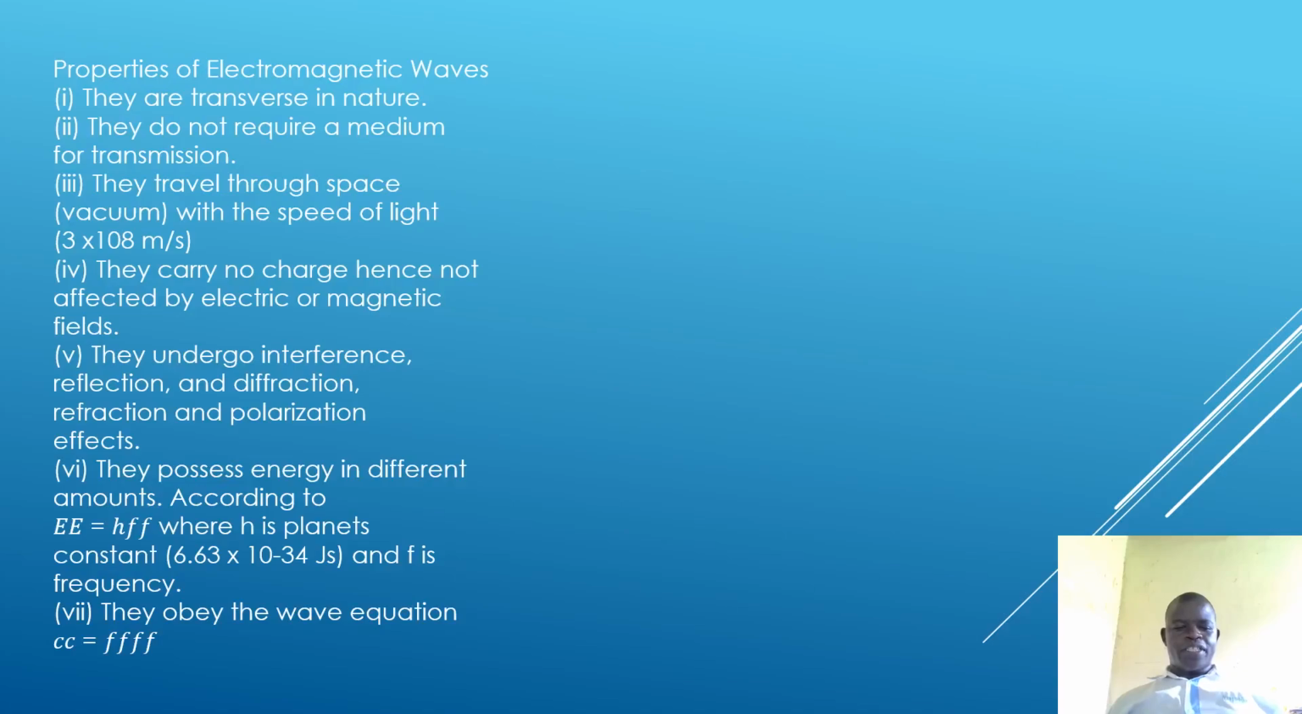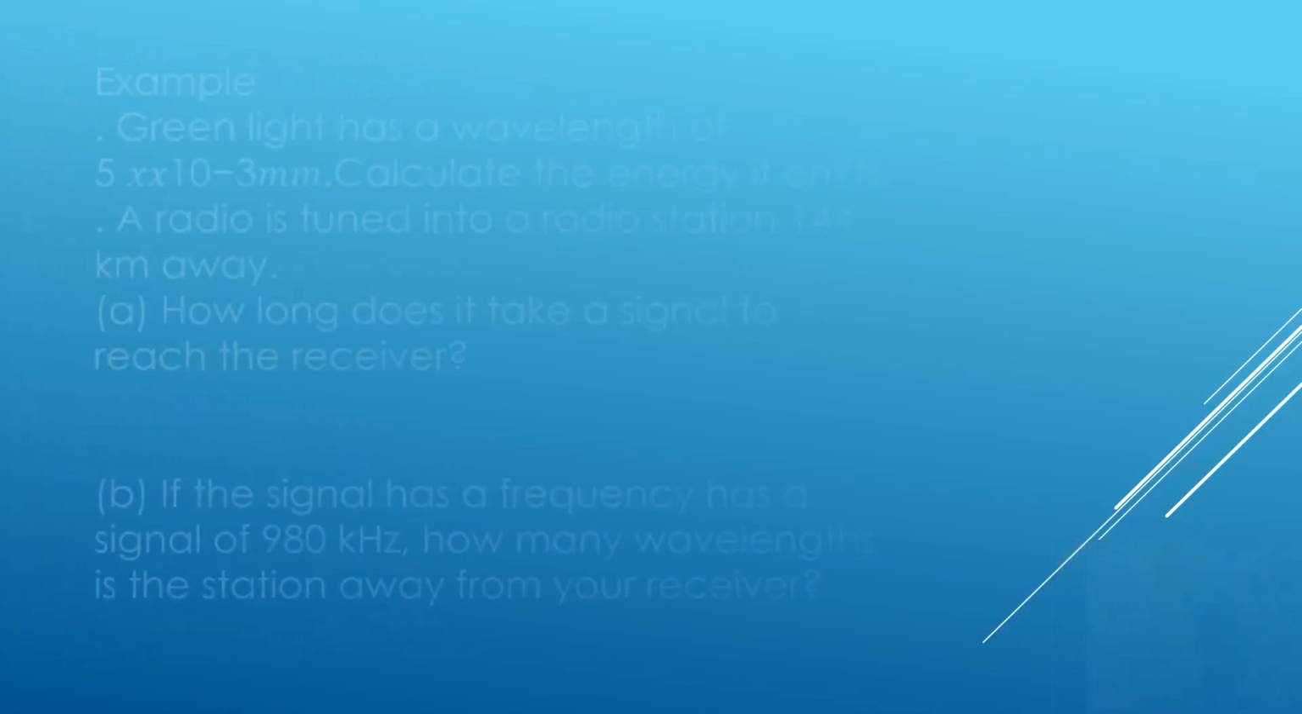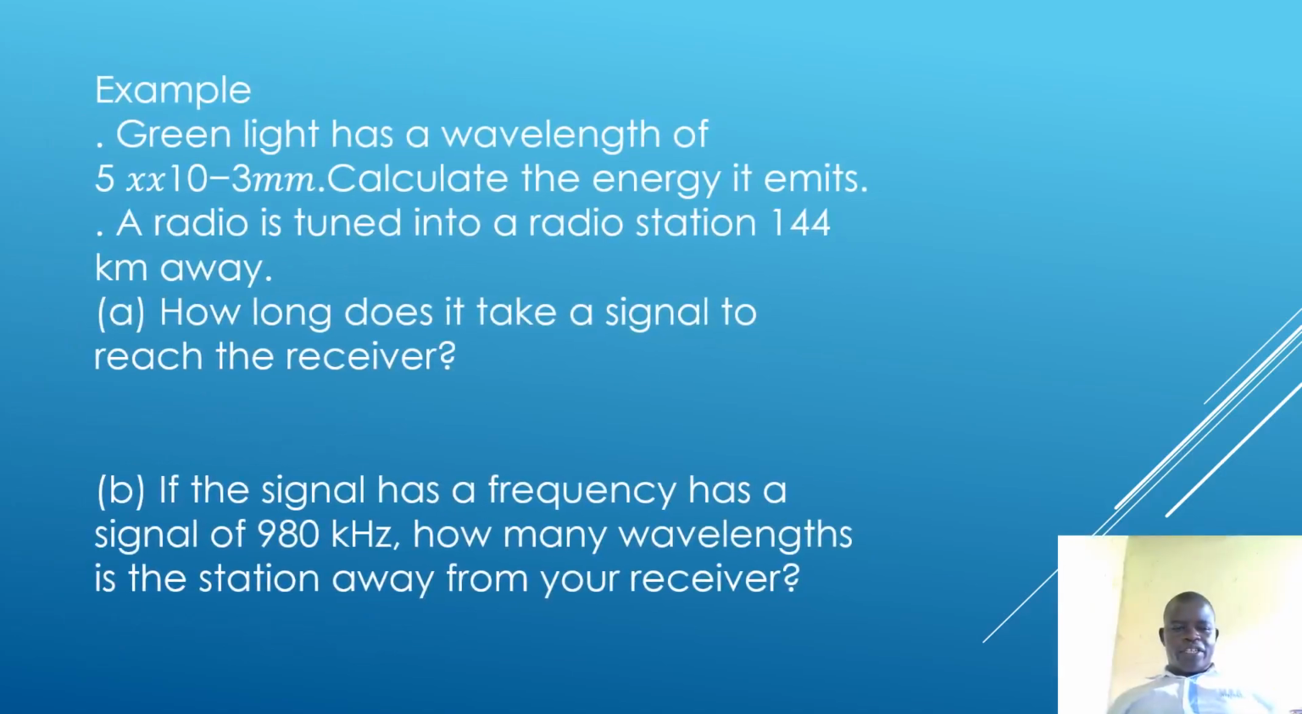They possess energy in different amounts according to the equation E equals hf, where h is Planck's constant, E is the energy, and f is the frequency. Planck's constant is 6.63 times 10 raised to the power negative 34 joule seconds. They also obey the wave equation c equals f lambda. You can try that question based on the formulas that you have just stated.